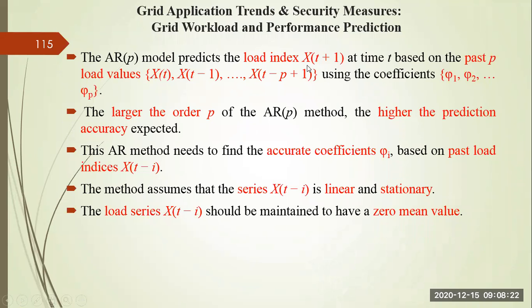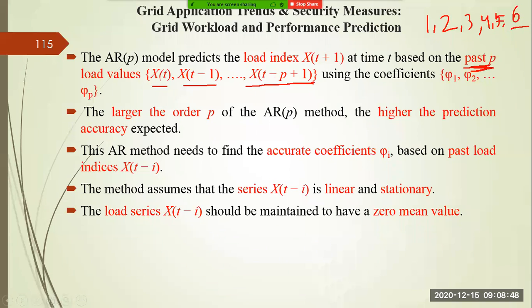If you want to predict x(t+1), like I told you, in a sequence 1, 2, 3, 4, 5, the next value is 6. So the last value 6, that is x(t+1) at time t, is based upon the past p loads. Past p loads means 5, 4, 3, 2, 1. That is represented as x(t-1). Like that, you have to go up to x(t-p+1). That's why p is called the time span.